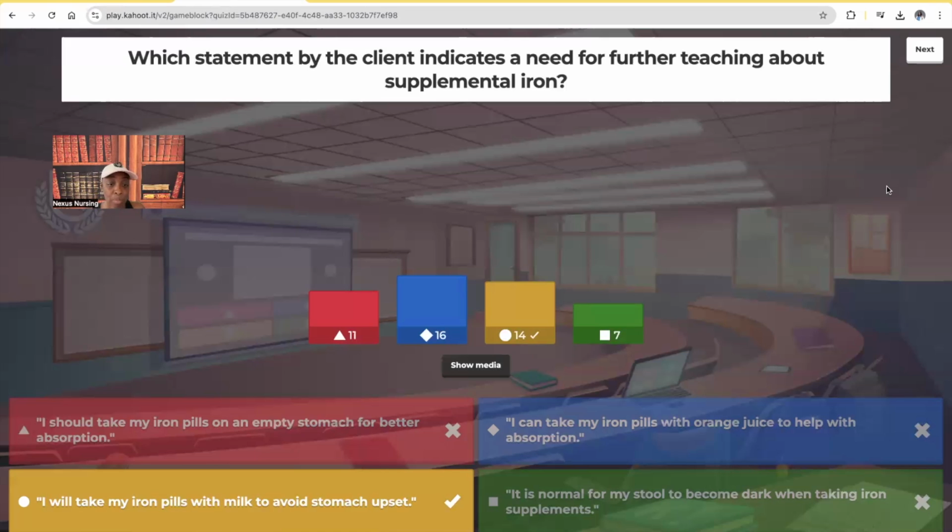So I should take my iron pills on an empty stomach? True. I can take my iron pills with orange juice to help with absorption? True. It's normal for my stool to become dark when taking iron? Absolutely. That's one of the things you have to teach a patient, otherwise they're going to freak out and stop taking their supplement. It's going to turn their stools very dark and it's constipating. So you have to teach that patient to drink lots of fluids, eat lots of fiber, and exercise a lot. Why? We want to increase peristalsis in their system.